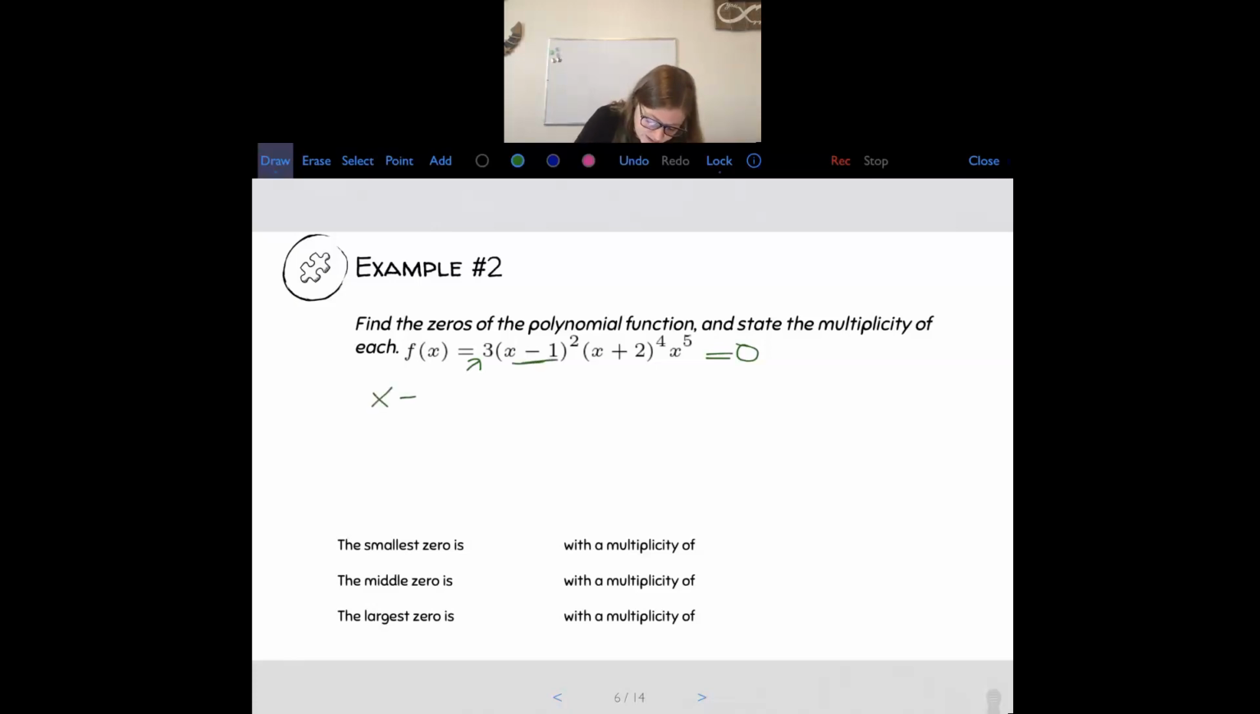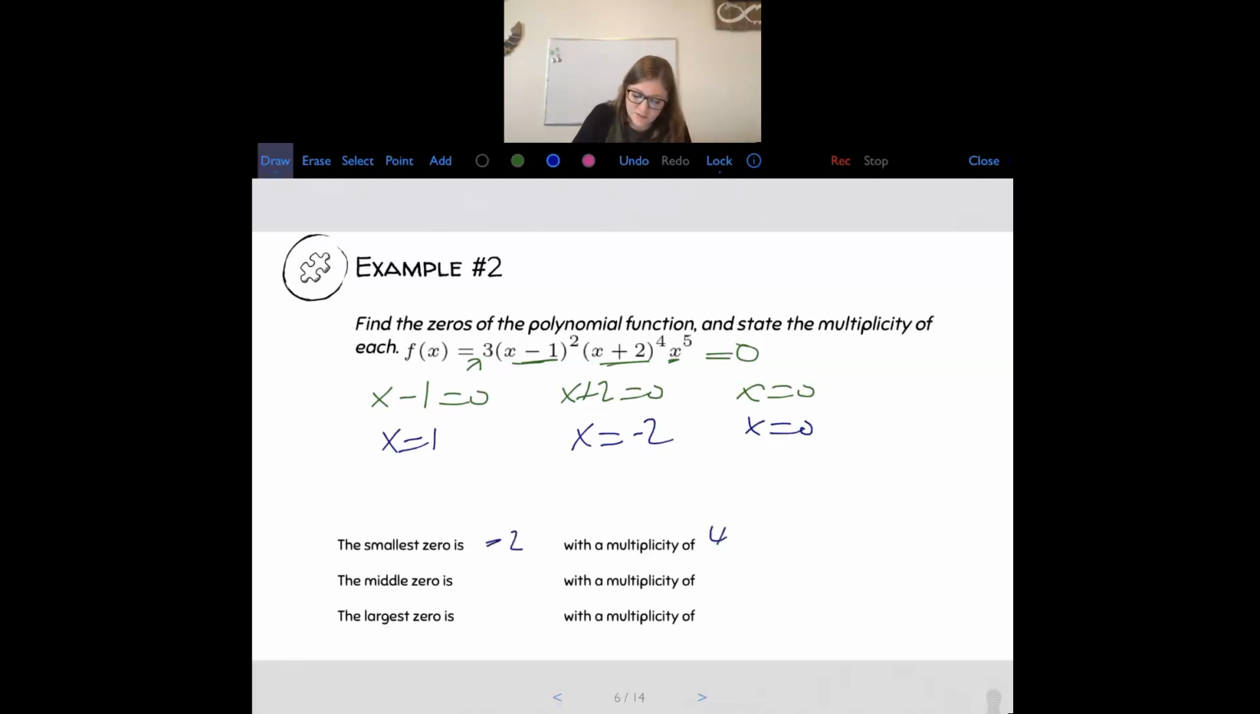So we have x minus 1 equal to 0, x plus 2 equals 0, and x is 0. Okay, so again, we solve each one. We get x is 1, x is negative 2, and x is 0. So our smallest zero is negative 2. That has a multiplicity of 4. It occurs 4 times. That's also the exponent of the factor that it came from.